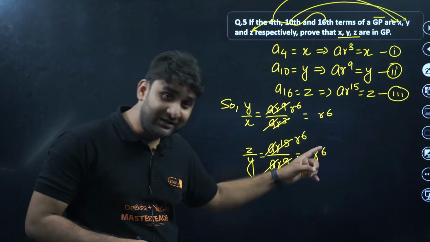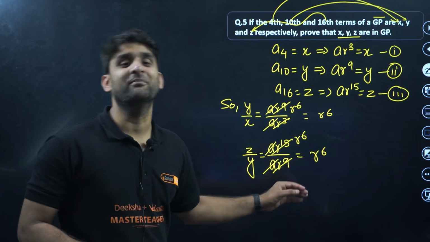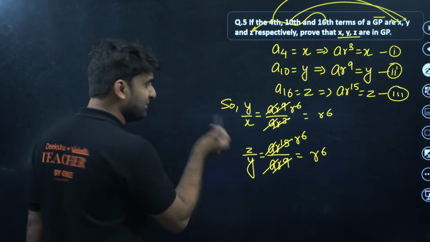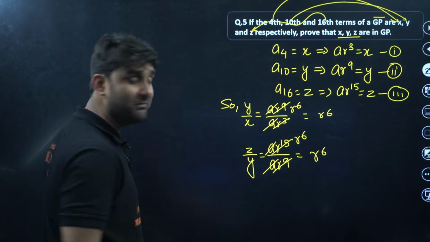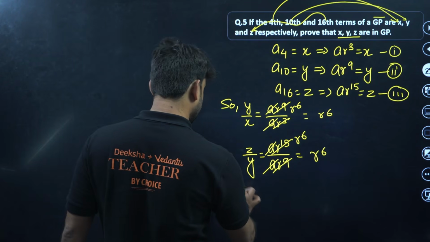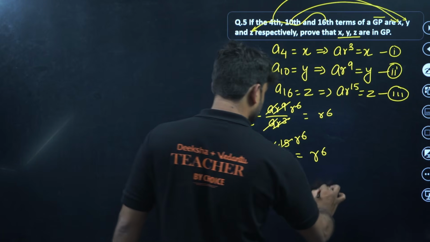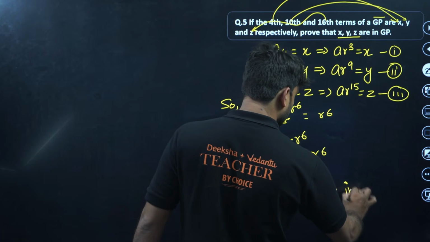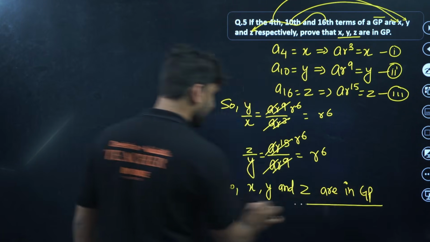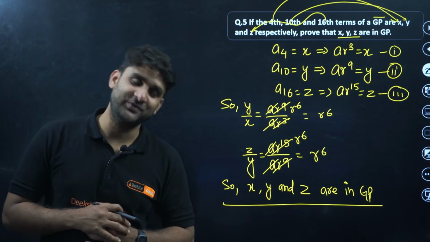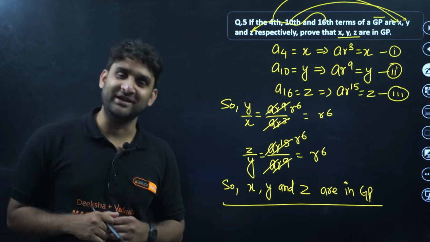It means that the ratios are same and this is the common ratio. So if the y by x ratio and z by y ratio, both the ratios are same, it means that x, y and z are also in what? GP. Hence proved. x, y and z are in GP. I hope this question is clear to you all, class 9th champions.